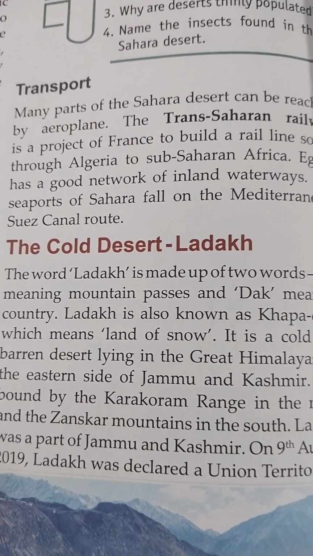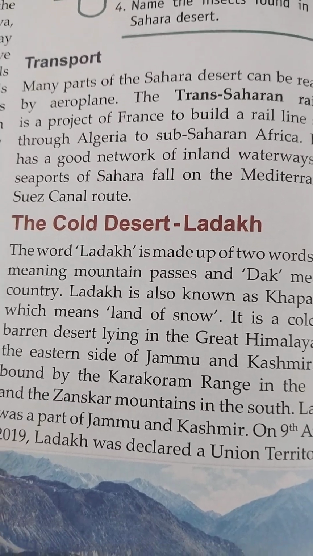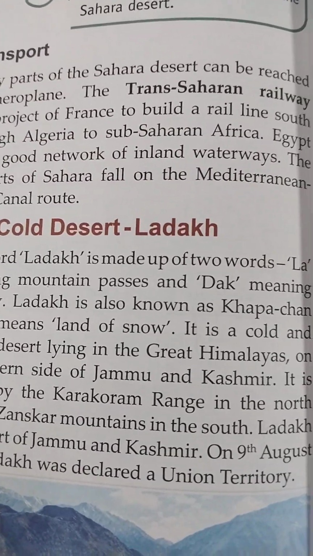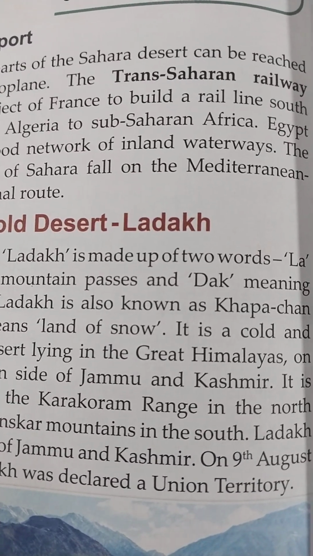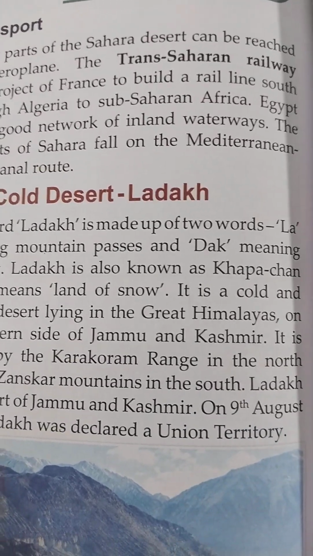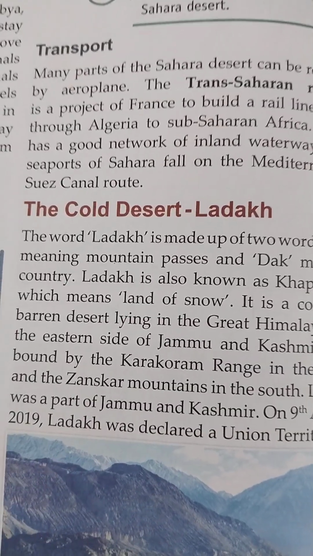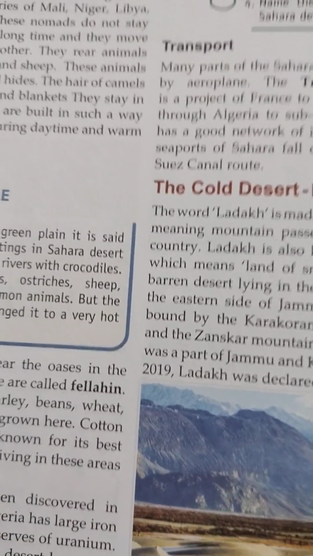Now we will study the transport of the Sahara Desert. People living in the Sahara Desert, children, can be reached by aeroplane, because now they are developed also. The Trans-Saharan Railway is a project of France to build a rail line south through Algeria to sub-Saharan Africa. Egypt has a good network of inland waterways. The seaports of the Sahara fall on the Mediterranean Suez Canal route. So this was about the hot desert, the Sahara.